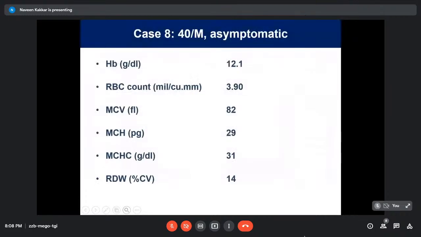Okay, case 8. This is a 40-year-old male who's asymptomatic, normal indices, a borderline MCV but not too bad.